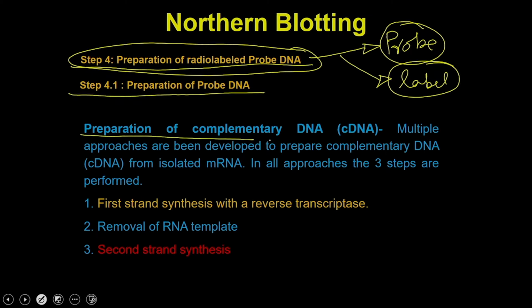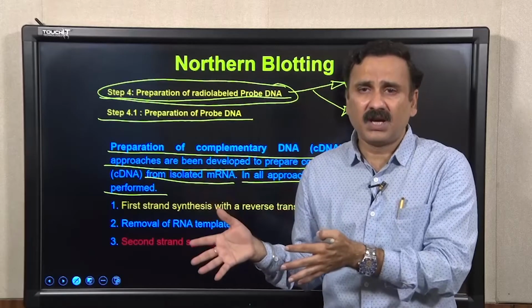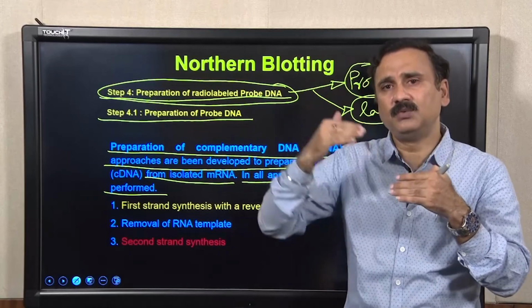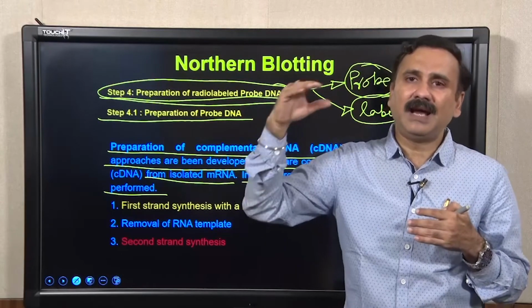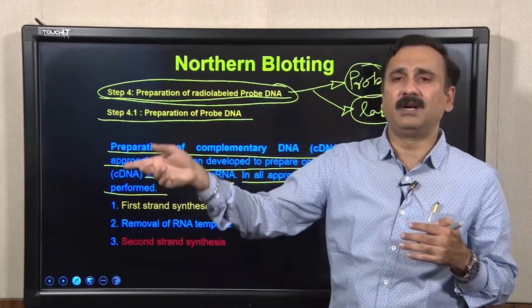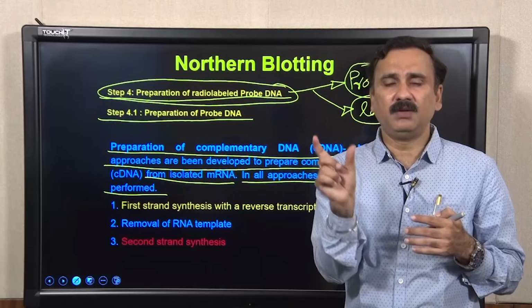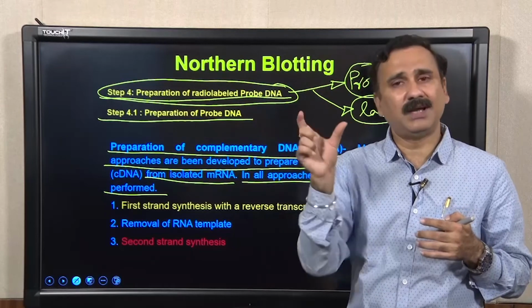So, for the preparation of the complementary DNA, multiple approaches have been developed to prepare the complementary DNA from the isolated messenger RNA. In all approaches you have 3 steps to perform. So, there are multiple ways in which you can prepare the cDNA from the messenger RNA of your interest. Suppose you are interested in looking at the level of expression of a particular gene. In that case you are going to use the probe corresponding to that particular gene. So, you are going to take the RNA sequence, and then you are going to isolate that particular RNA.